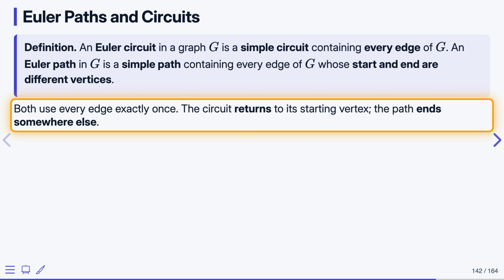Remember the word simple here. It means no edge is repeated. And notice what is not being asked. We say nothing about visiting vertices once. A vertex may be passed through many times. It is the edges that must not repeat.